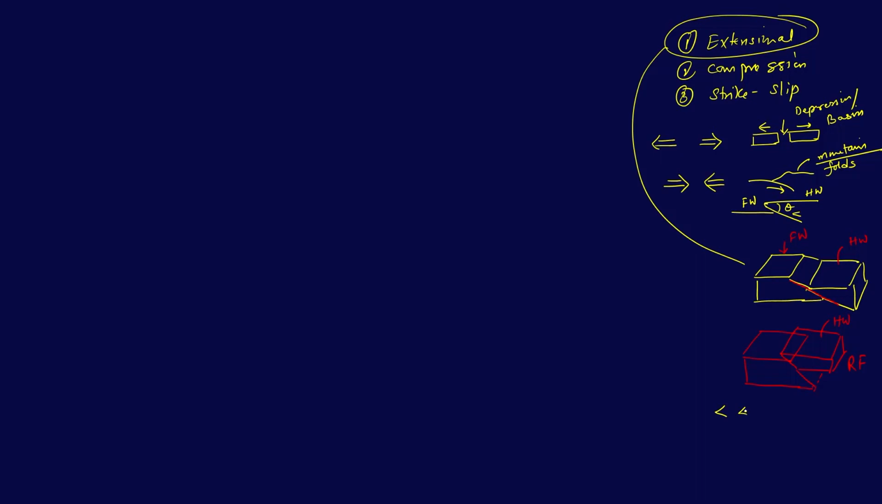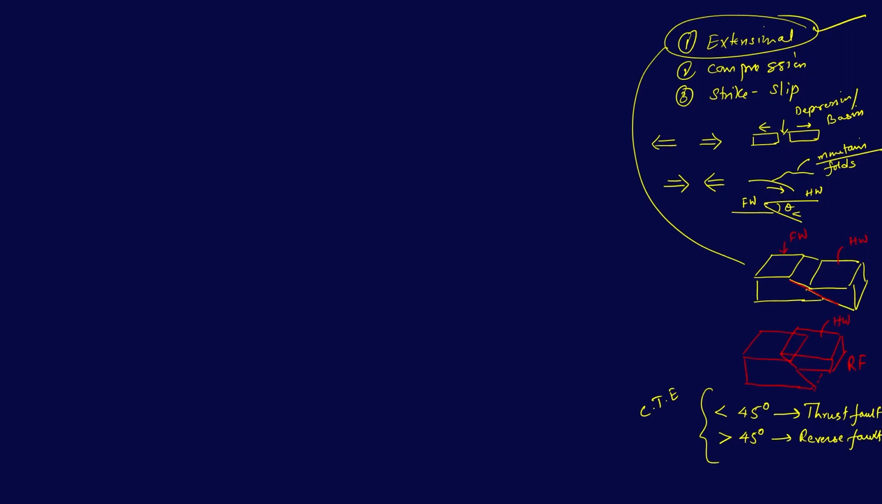So, if it is less than 45 degrees, then we call this a thrust fault. And if it is greater than 45 degrees, then we call this a reverse fault. Both of these are in a compressional tectonic environment. So, before we go to the other two parts, we will first discuss the extensional tectonic environment and then we will move ahead.